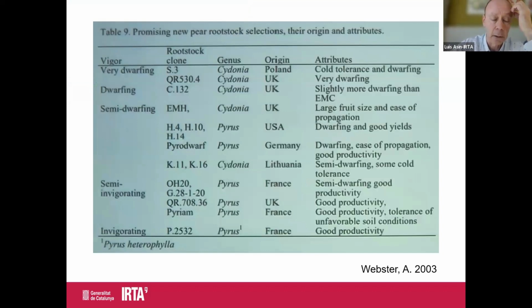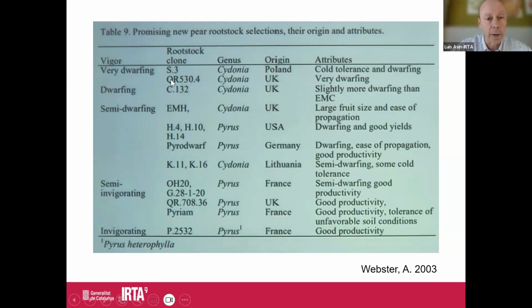This is a slide. I want to focus on this publication from Tony Webster in 2003, just 20 years ago. You can see that at that moment Tony Webster identified the promising new Pear rootstocks that were being developed. Really, there is no real news or innovation on this front. Some of the breeding programs are the same, and some of them have not had important success in launching new ones to the market.